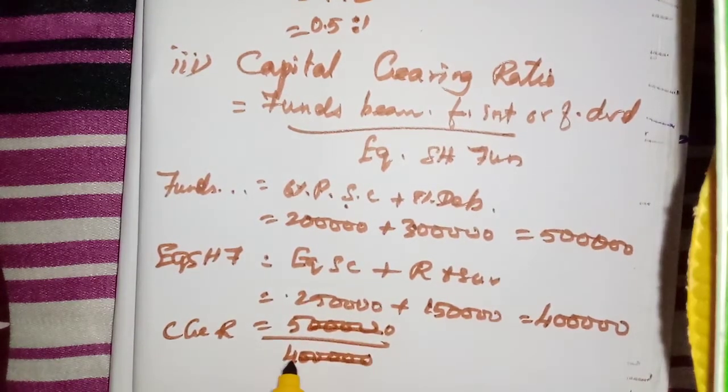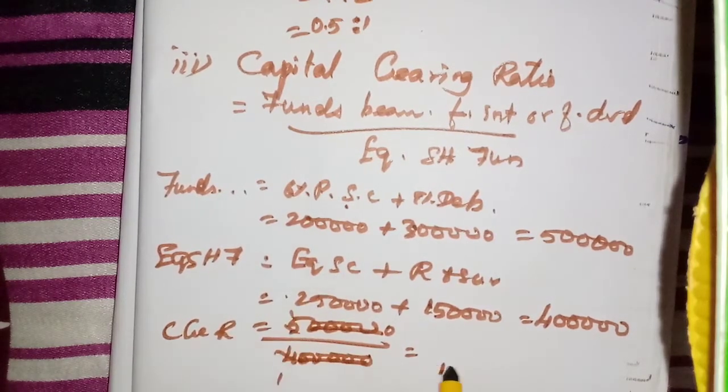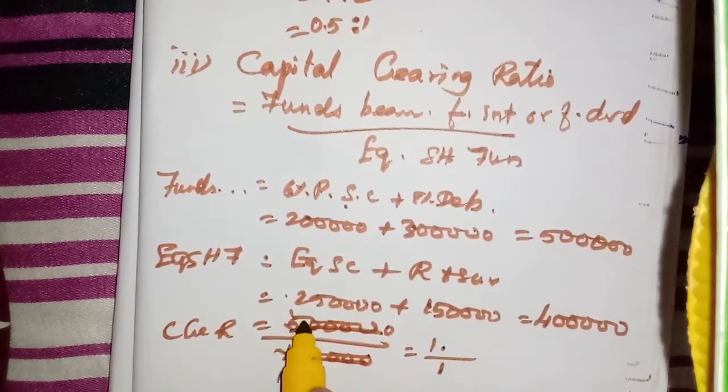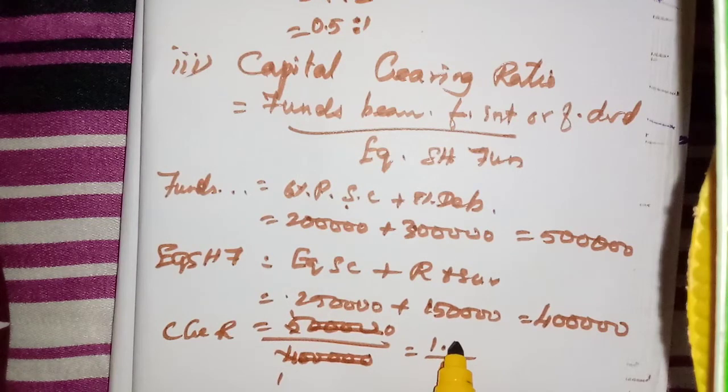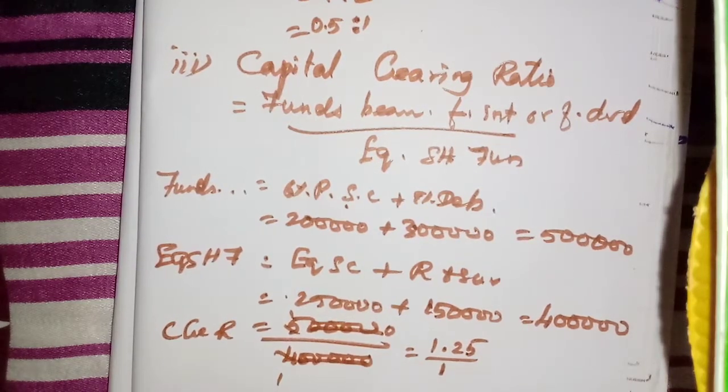So how can we write this? One 4 is 4, then we will add a decimal point, balance 1, 0. 10, how many 4s? 2 4s are 8. Again 2 there, 2 plus 0, 25. So 1.25 is to 1. Okay, this is the ratio.